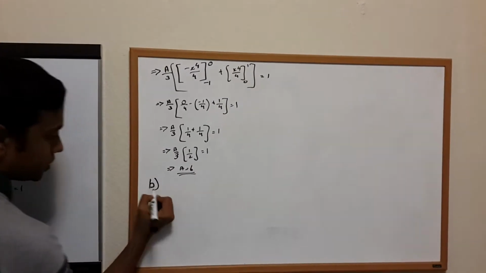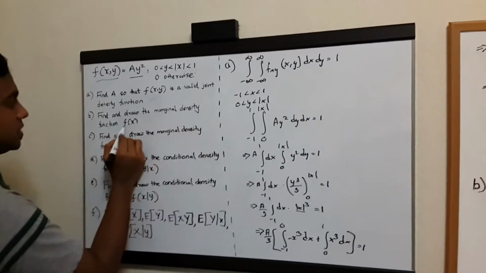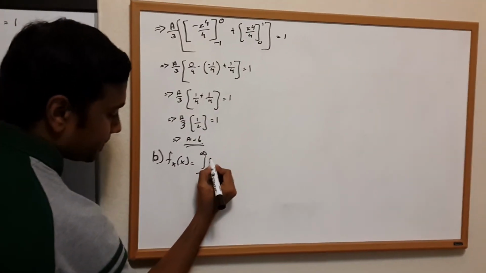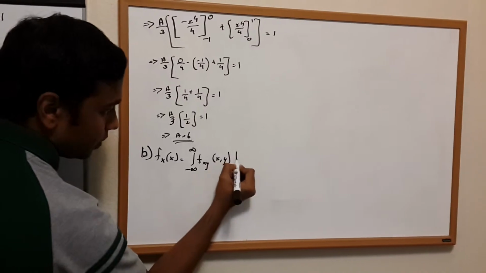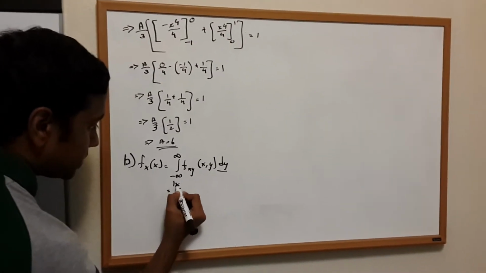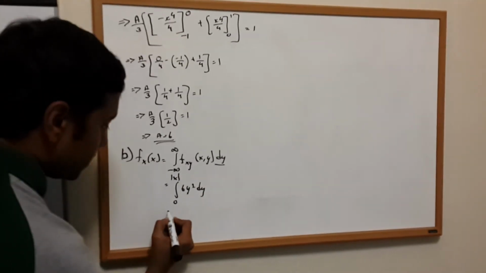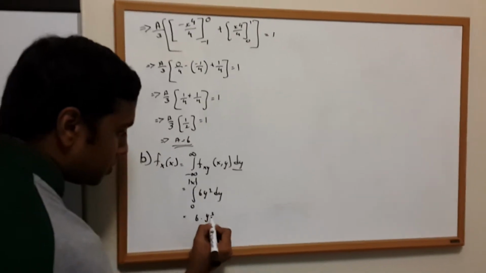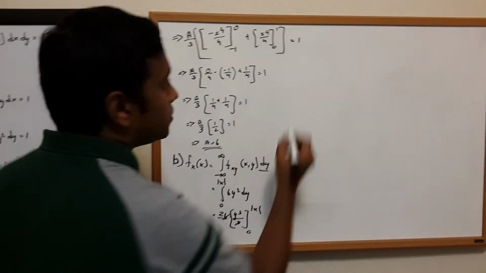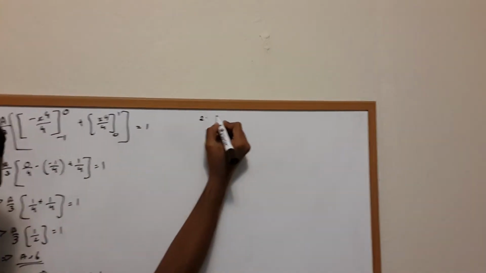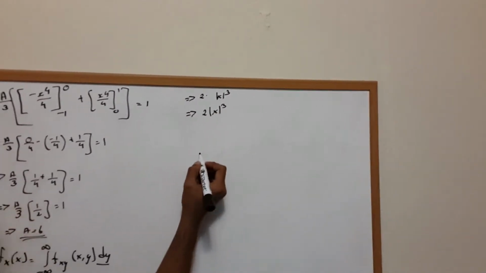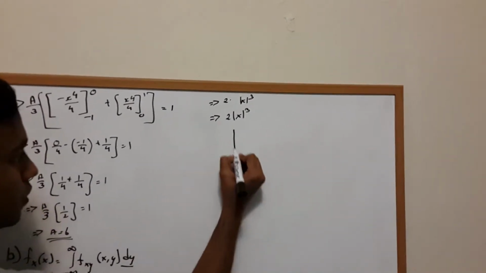We have to do the second subdivision of this problem, which is to find and draw the marginal density function f of x. So f_X of x is given by the integral from minus infinity to infinity of f_XY of x comma y dy. Here, since we are taking dy, the limits of y should be taken. Therefore the integral from 0 to mod x of 6y squared dy. So this becomes 6 into y cube by 3, from 0 to mod x. Of course this 3 and this 6 get cancelled, so it becomes 2 into mod x the whole cube. This is the function for f_X of x, and now we are going to draw the marginal density function.